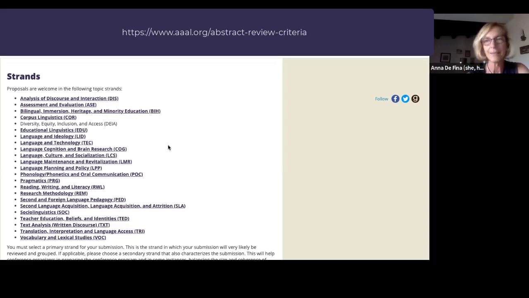For example, in my case, analysis of discourse and interaction, a lot of times you have stuff that could belong there, but could also belong, for example, to corpus linguistics, or language and ideology, or pragmatics. Because there are different aspects that we are studying in a paper or in a dissertation or whatever is the source of your presentation. So in my case, I had to exclude my first strand, which was discourse, for my own abstract, because I was the coordinator of the strand, so I couldn't present it. So I had to go with the second choice.